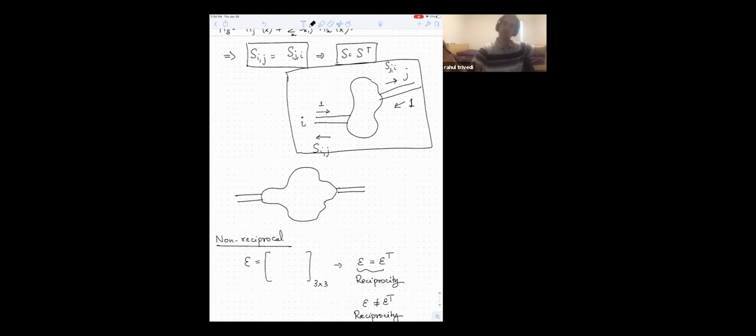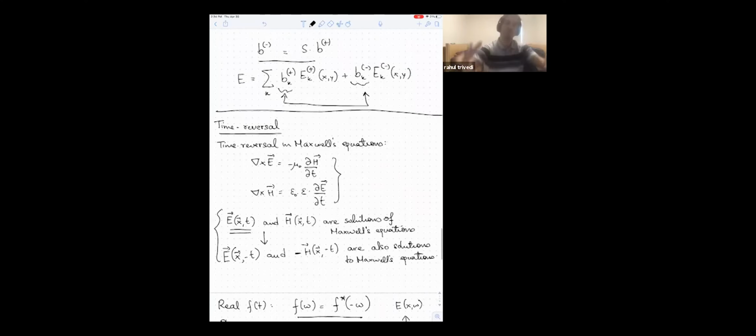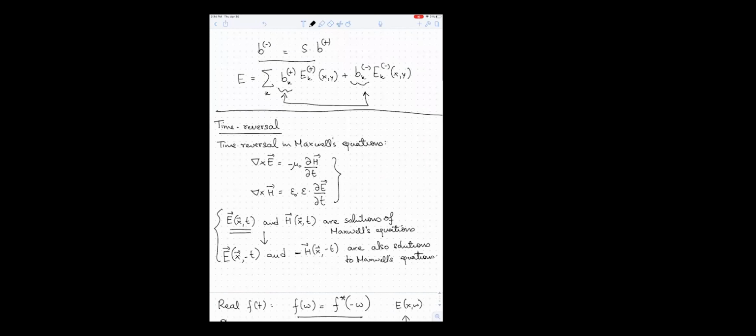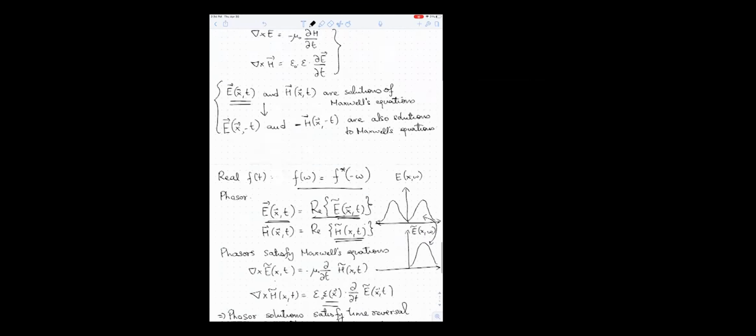Reciprocity has got nothing to do with conjugation or time reversal. It's taking two independent solutions. They can be two solutions with two different sources and relating them, whereas what time reversal is saying is take one solution and then flip t to minus t in it.